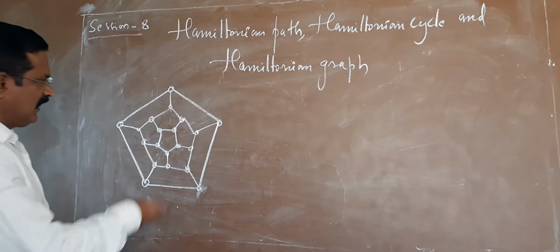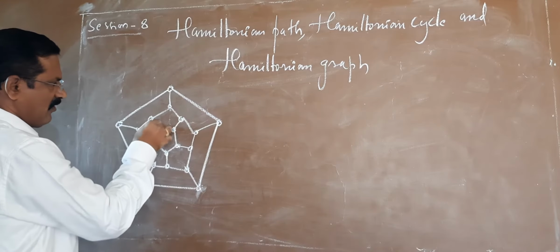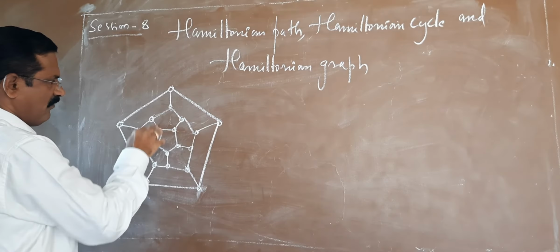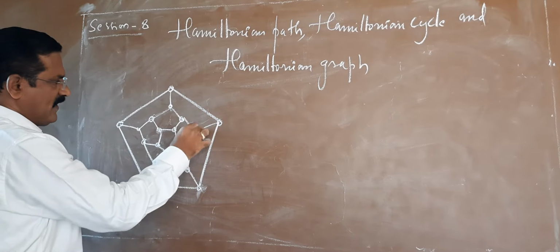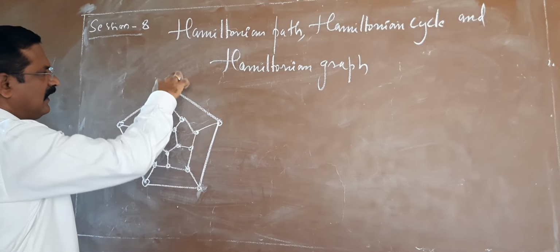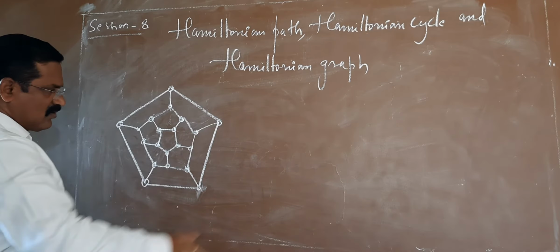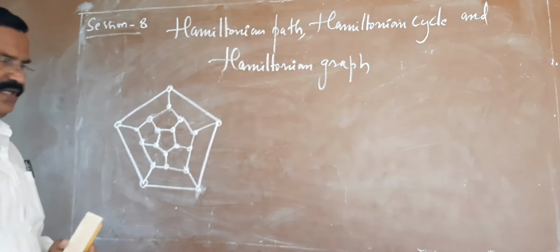If you see, every face is like a pentagon. 1, 2, 3, 4, 5. 1, 2, 3, 4, 5. So these are the points where he has inserted the nail and joined with the string like this. So ultimately we got a dodecahedron. So this is the graph of a dodecahedron.